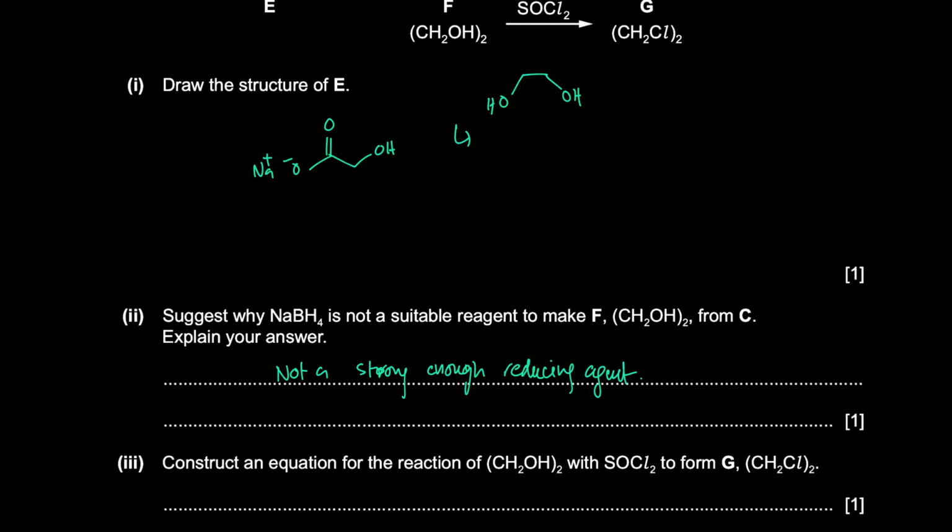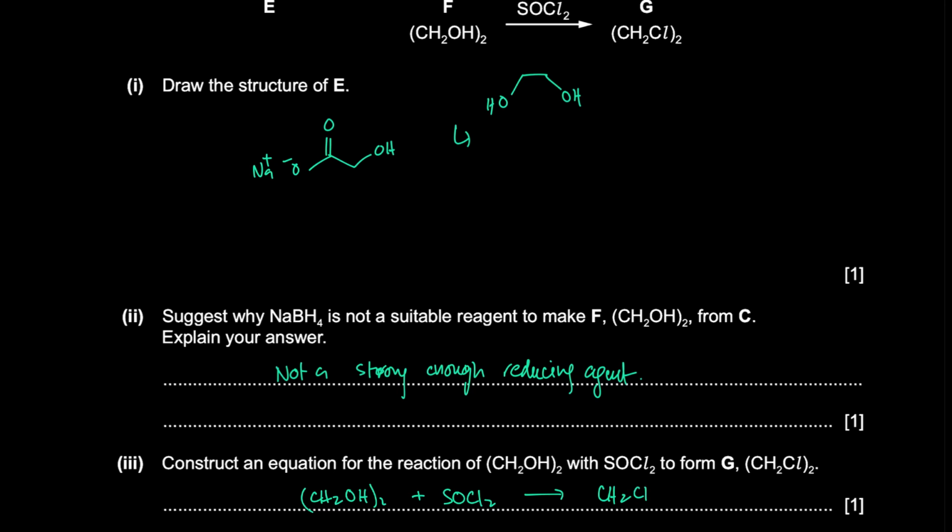Construct an equation for the reaction of CH2OH twice with SOCl2 to form G. So if you had to construct an equation for this reaction, first you have this compound reacting with SOCl2 to form CH2Cl twice. Remember this is nucleophilic substitution, the chlorine is substituting for the OH over here. And what's left over is two OHs, and we have an S and an O. That's what's left over.